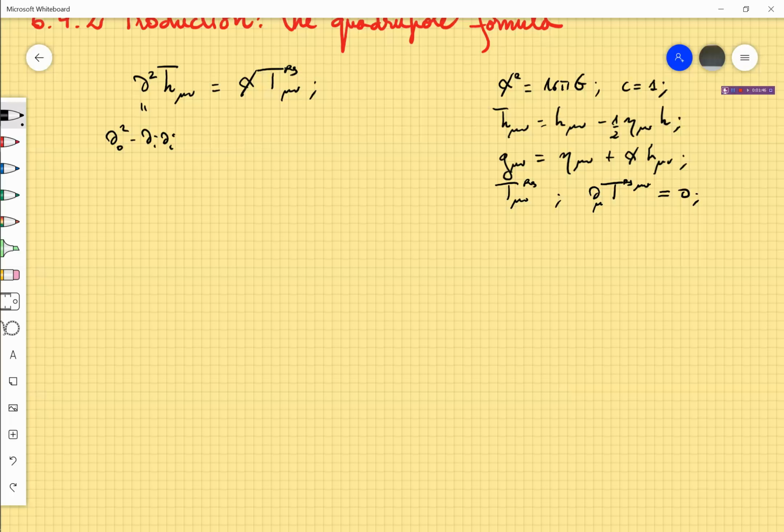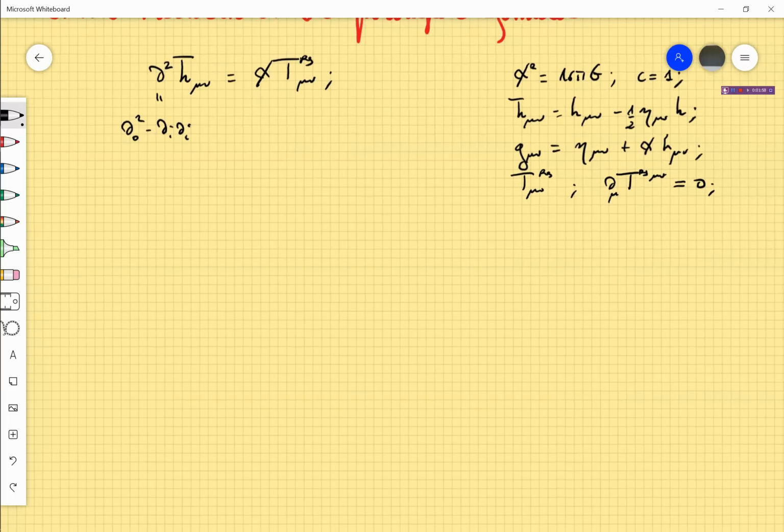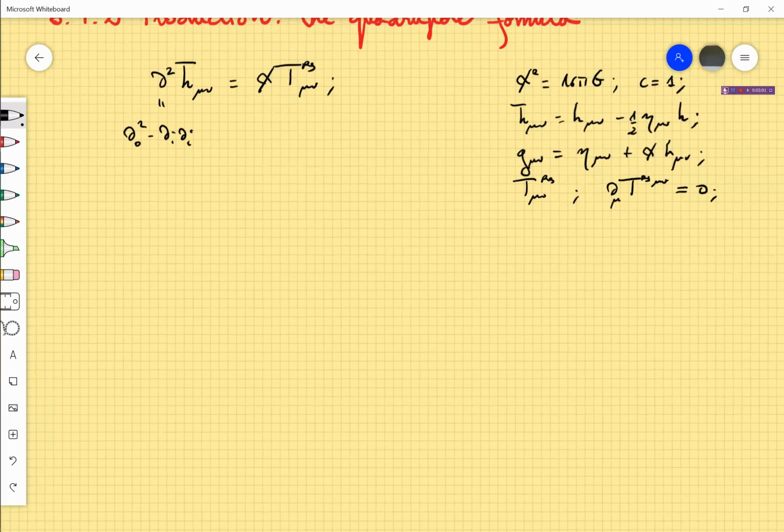Well, we want to solve this equation. We will see under which conditions and for which kind of T mu nu, but in general we want to solve this inhomogeneous wave equation. And the way to do it, as you know, is to find the Green's function for the wave equation. The Green's function is defined as the function that satisfies this equation, in which the source is replaced by a delta function.